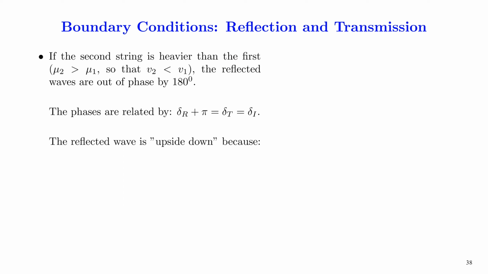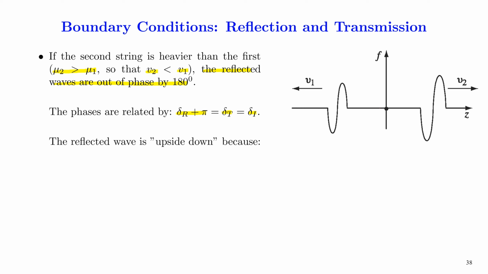If the second string is heavier than the first one, that is mu2 greater than mu1, the velocity of the waves propagating in the second string will be less than that in the first string. In this case, the reflected waves will be out of phase by 180 degrees, and the phases are related by delta R plus pi equal to delta T, and that is again equal to delta I. In this case, the reflected wave will be upside down like this. That means that there is a phase difference of 180 degrees upon reflection at z equal to 0.